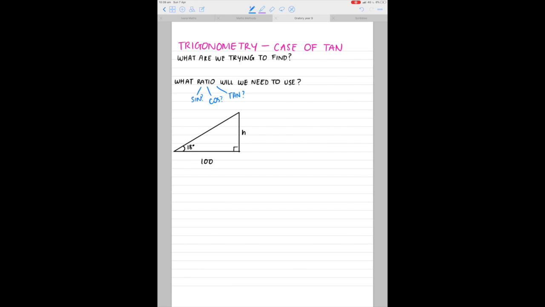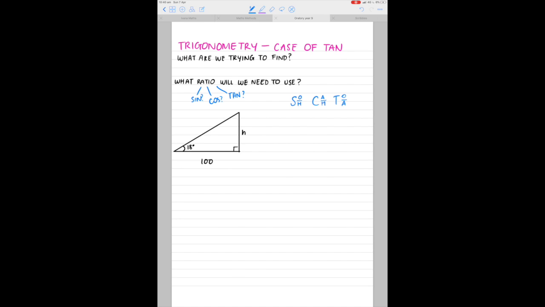My recommendation would be, first thing is, write out a little acronym to remember which ratio to use. So I tend to write mine like this, so I know that if it's sine, it's opposite divided by hypotenuse, cos adjacent over hypotenuse, and tan opposite over adjacent.